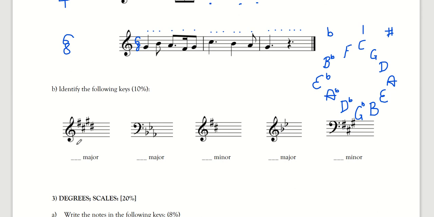So let's work out some of these. So we have 1, 2, 3, 4 sharps, and it's major. So let's start off here. So we're going to go 1, 2, 3, 4. So 4 sharps means that we're going to be in E major. Let's do the same here. We're in a different clef, but that doesn't matter for key signatures. We know it's going to be major. So 3 flats. So we start off here, we go 1, 2, 3, E flat major.